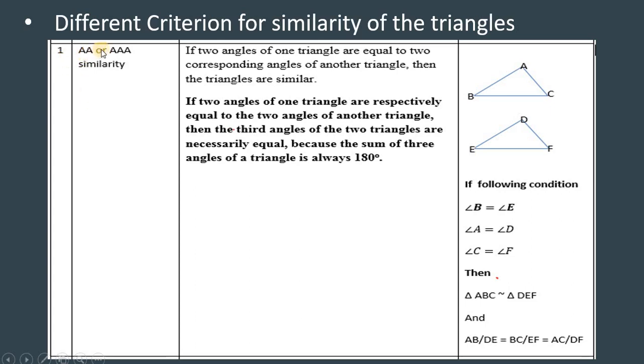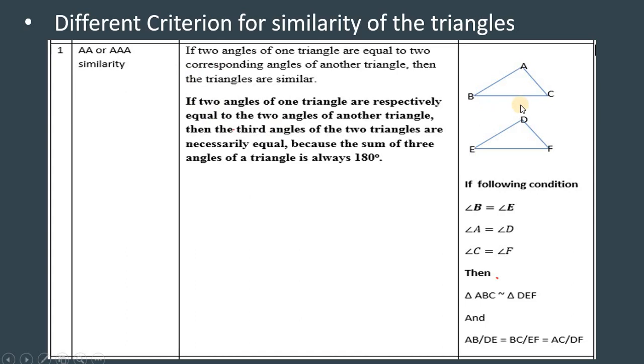The first is angle similarity. This criterion says that if two angles of a triangle are equal to the two corresponding angles of another triangle, then the triangles are similar. If two angles of one triangle are respectively equal to two angles of another triangle, then the third angles are necessarily equal, because the sum of the three angles of a triangle is always 180.